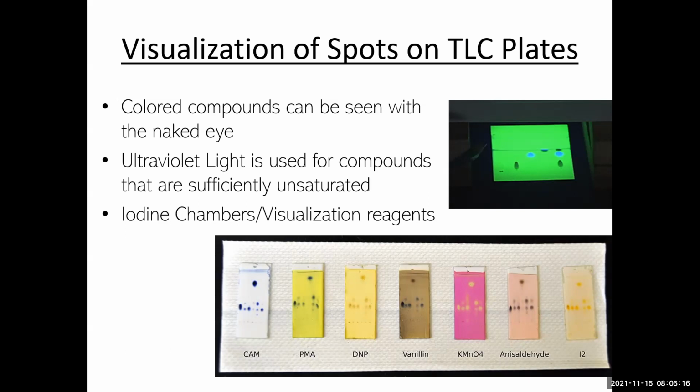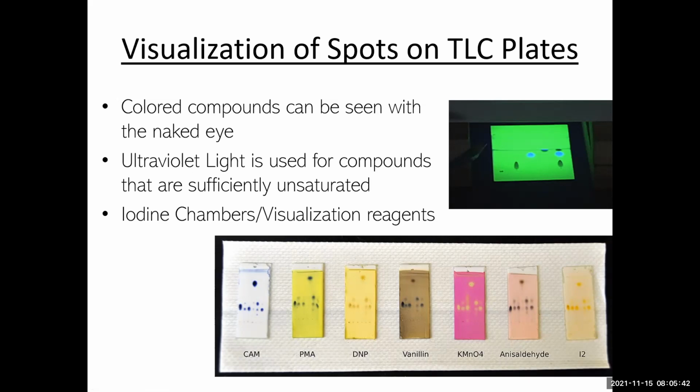But most organic compounds are not colored. They are white solids or colorless liquids, and so you can't see them on the plate at all. So how do we then visualize the plate so we can actually see the compounds in the different spots on the plate? We need a different method for visualization for those compounds that are not colored.